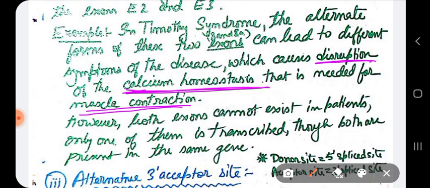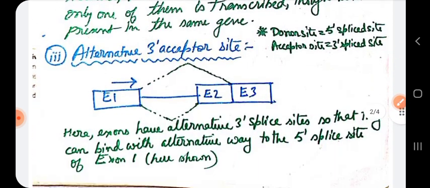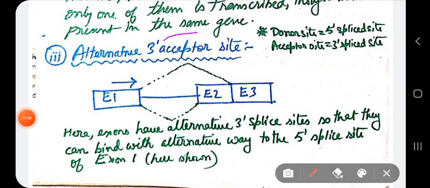Now let us discuss the third type of alternative splicing, which is called alternative 5 prime, alternative 3 prime acceptor site. Don't get confused. The acceptor site is your 3 prime splice site. In previous days, we called the 3 prime splice site an acceptor site. Remember the acceptor site? The acceptor site is the 3 prime splice site within the intron-exon boundary.